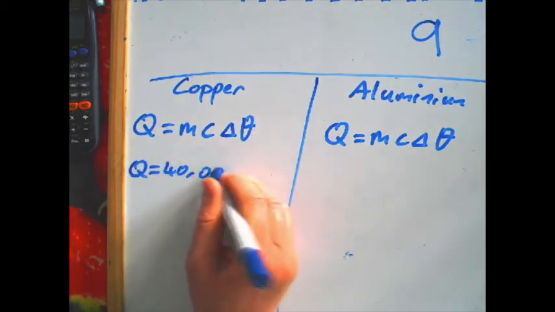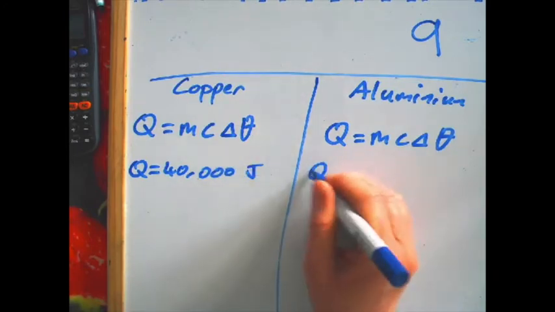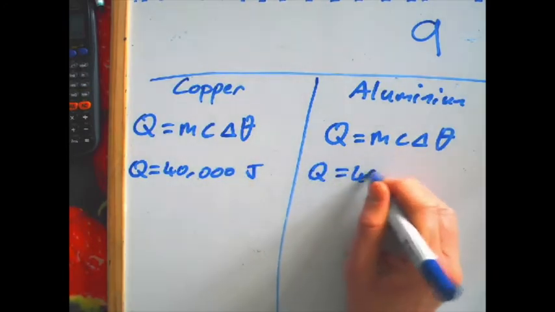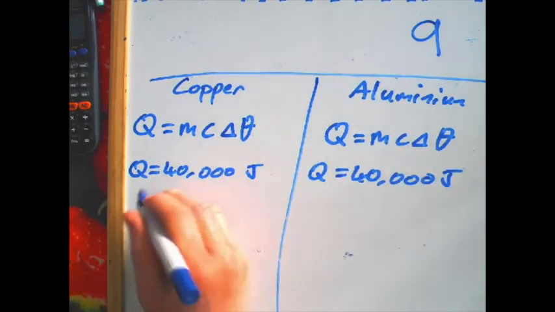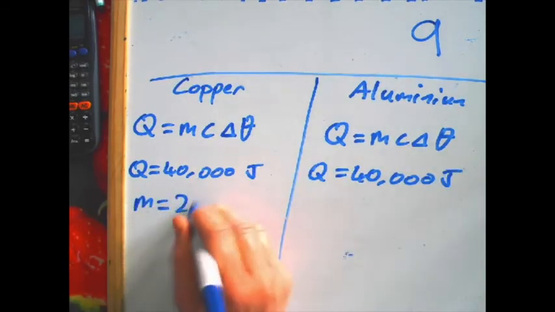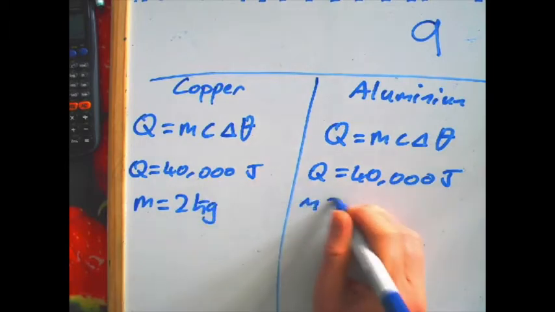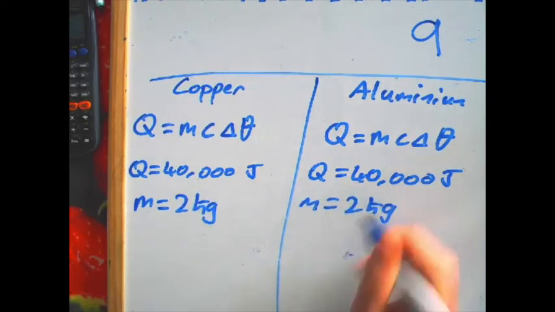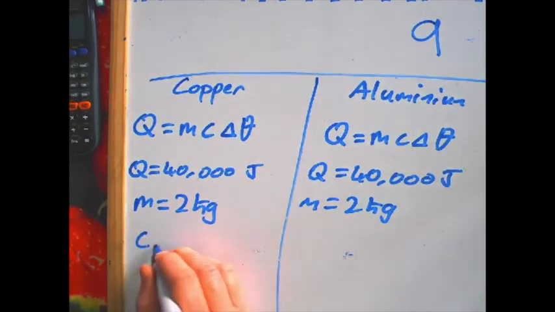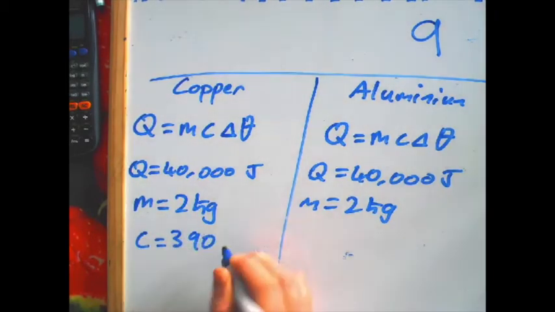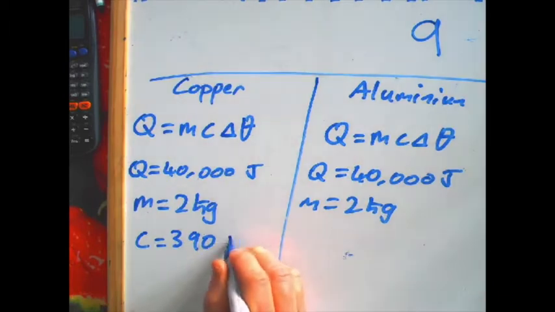Okay, so let's look at what we're given. We're told that Q is equal to 40,000 joules, and that's going to be the same for both, because these are two separate parts. They're both given 40,000 joules. The mass of each one is the same at 2 kilos. The only difference is their starting temperatures, which we'll come to in a moment, and also their heat capacity.